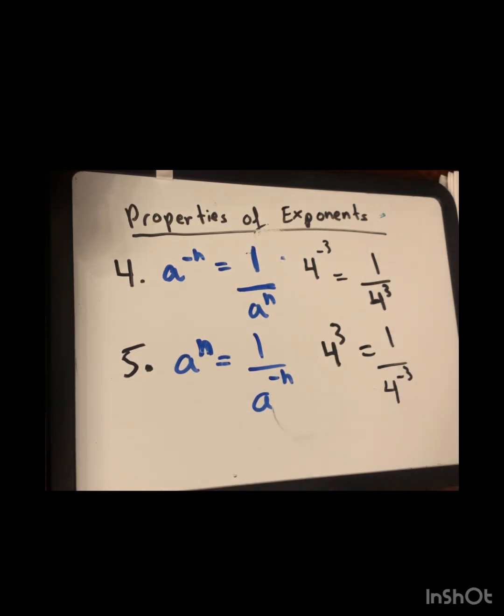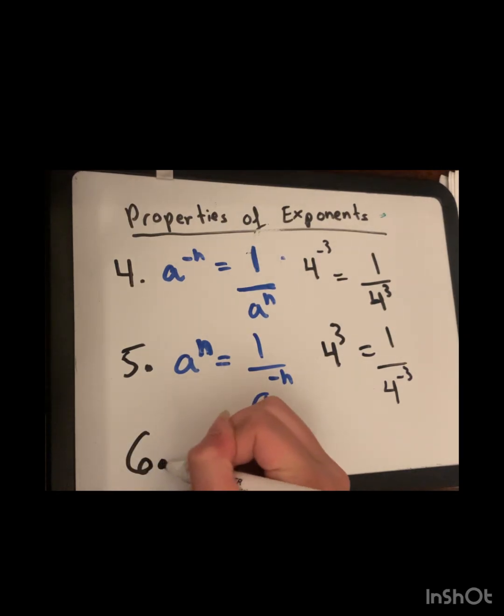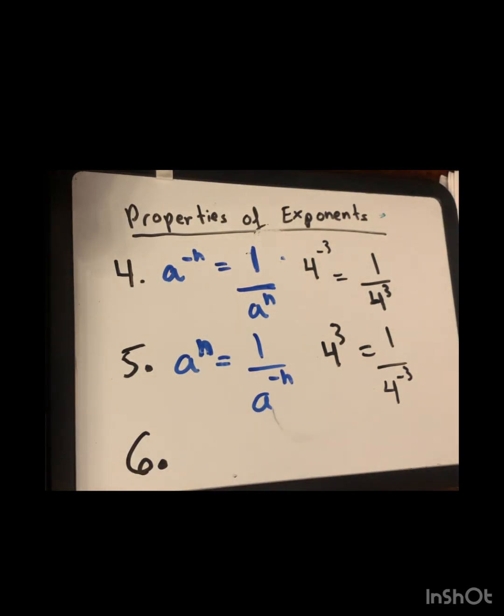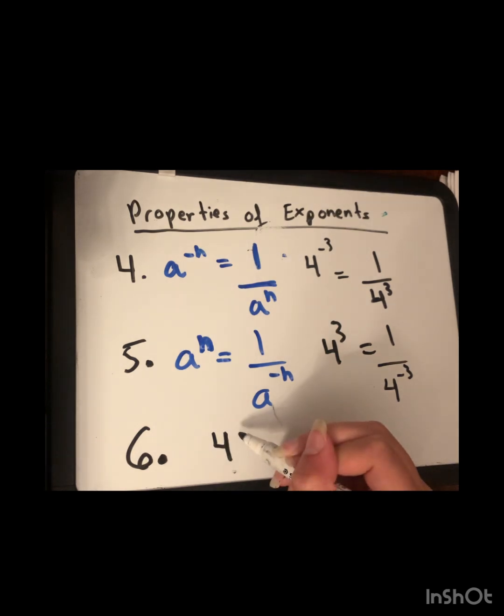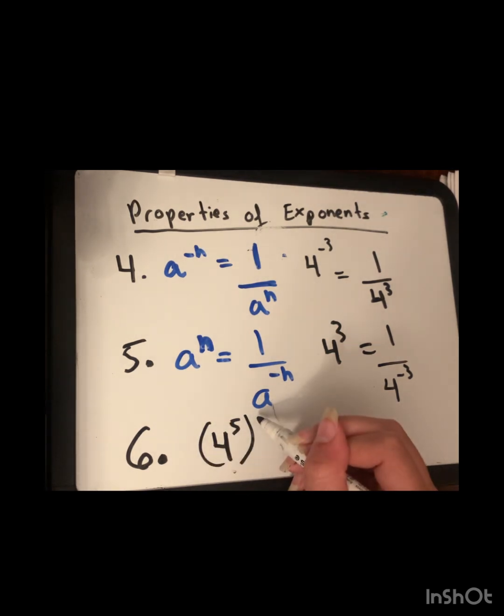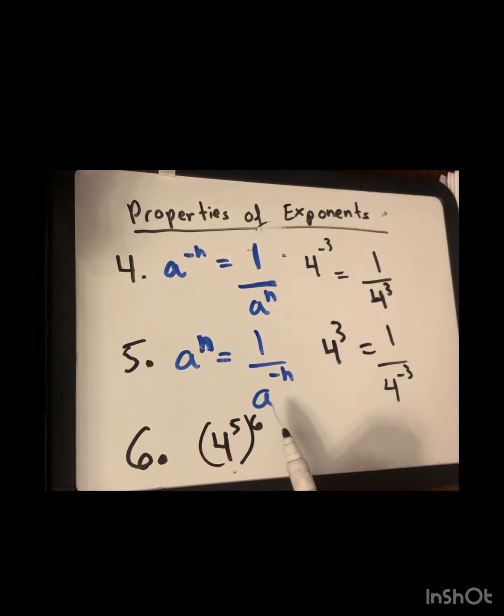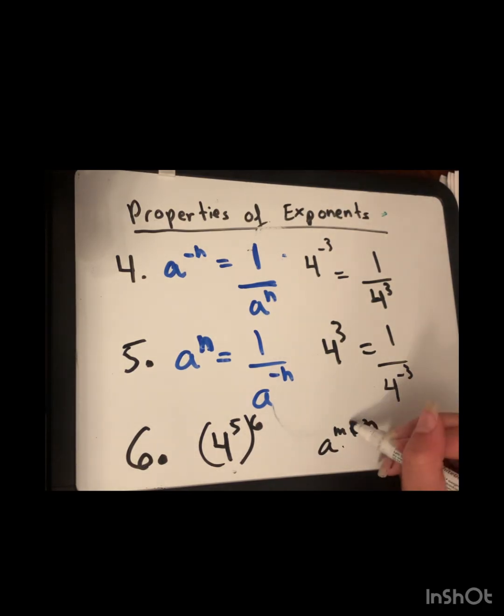Now, let's go to the final one. This one's very exciting. Now, this one also gets a big confusion. This one is, let's say, 4 to the power 5, parentheses, let's say 6. Now, this is not a to the m plus n, which a lot of people confuse. It's a to the m times n, not plus.